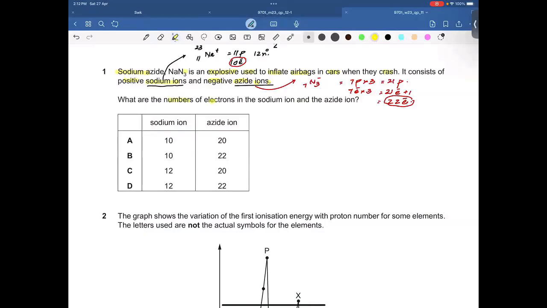What are the number of electrons in the sodium ion and azide ion? Azide ion has 22 electrons, whereas sodium ion has 10 electrons. So I think B is going to be the right answer.